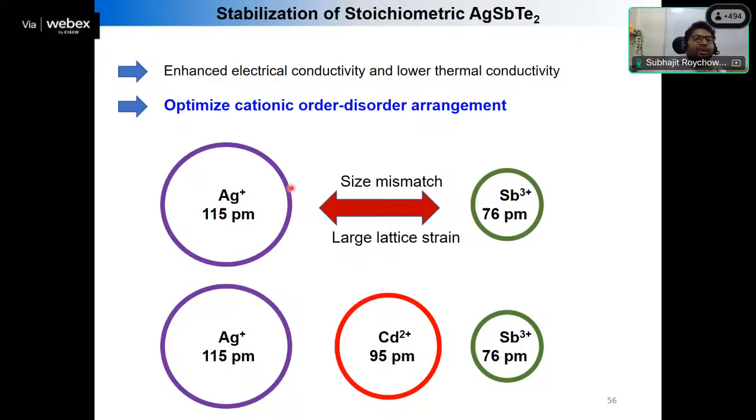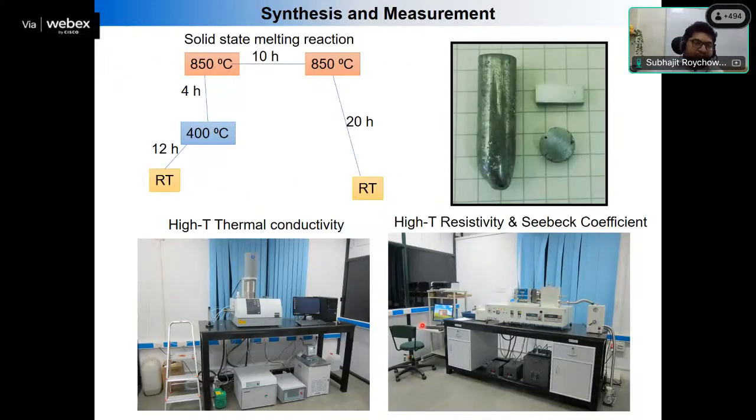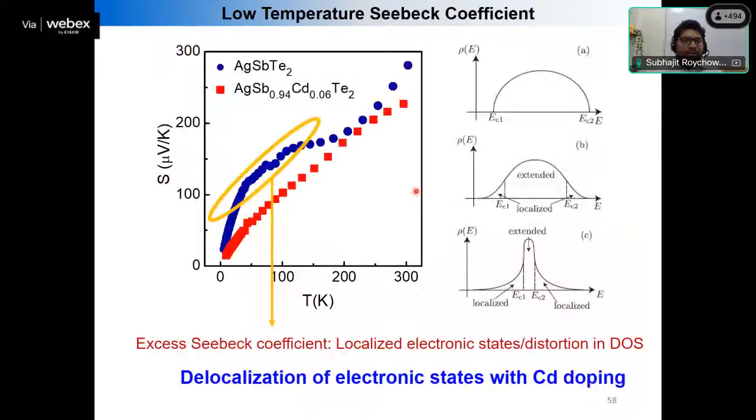With this, we first want to understand why experimentally we cannot stabilize the ordered AgSbTe2, because there is a large size mismatch as well as charge mismatch. So we purposefully chose cadmium 2+ because it has an average size between silver 1+ and antimony 3+. At the same time, its charge is +2, which is also average. With this motivation, we synthesized this material and then performed all the measurements.